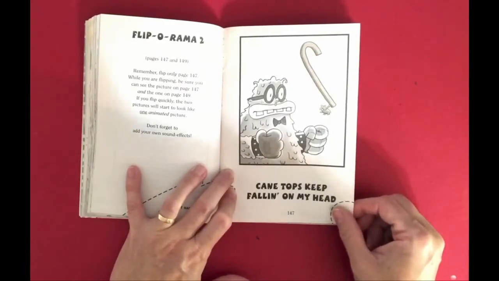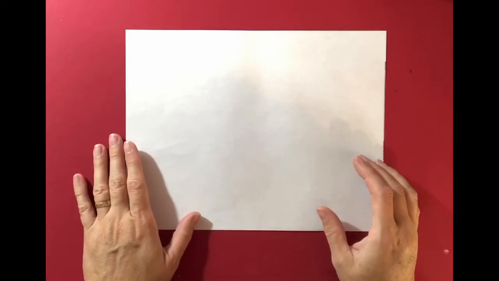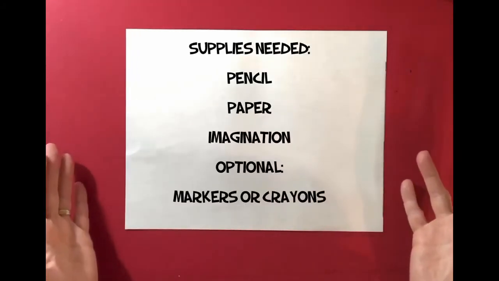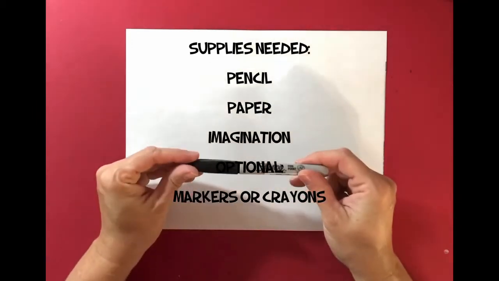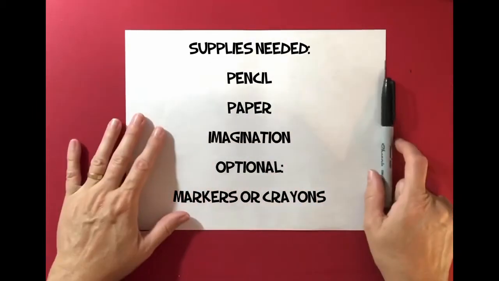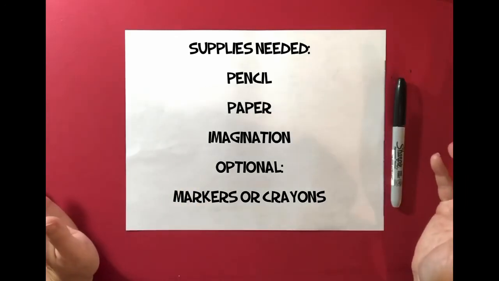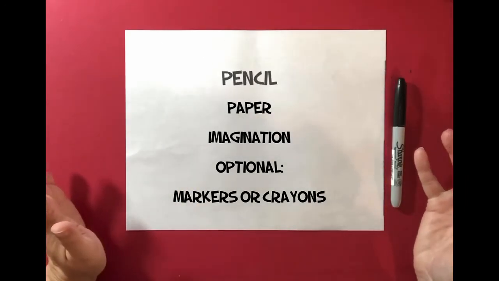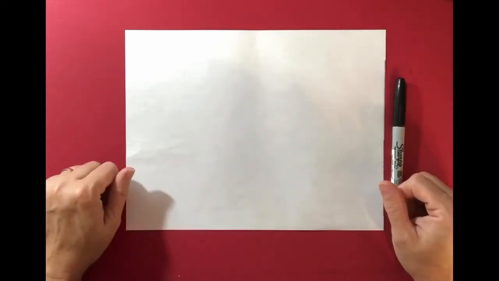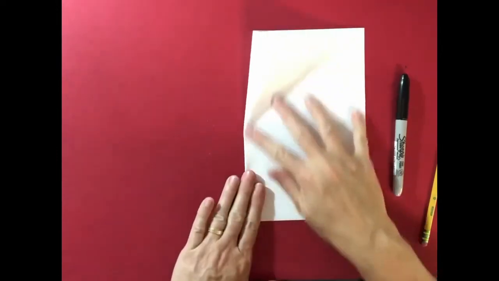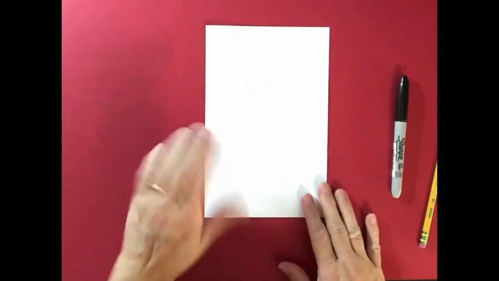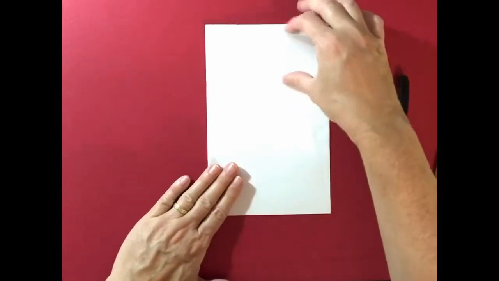Now on to our project. What you will need for this project is a piece of paper, a pencil. Because pencil doesn't show up great on camera, I'm going to use a Sharpie. But you'll also need maybe some markers to color yours in. I know the ones in the Captain Underpants books are black and white, but you can certainly add color to yours. First thing you're going to need to do is take that piece of paper and fold it in half. And the way we're going to do our Flip-O-Rama is we're going to hold down this corner here, and then we're going to flip back and forth like that.